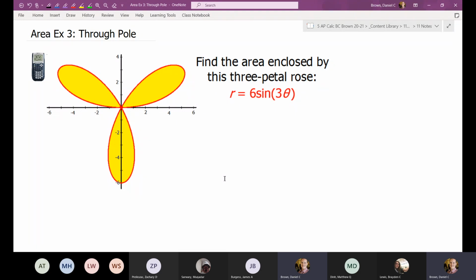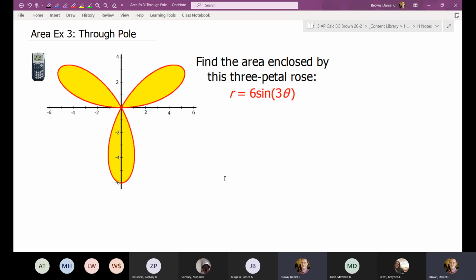Now, the biggest mistake I see on this one is people say, oh, it's the full graph, let's just integrate it from 0 to 2 pi. And I can tell you if you integrate from 0 to 2 pi, you're going to have more area than you need because it's going to overlap on itself. So you do have to be a little bit smart in how you do it.